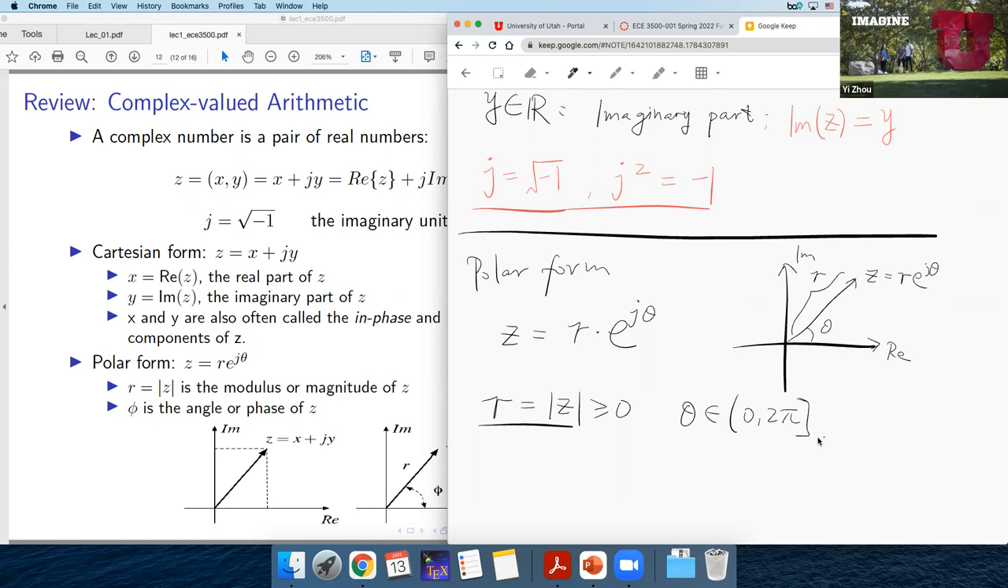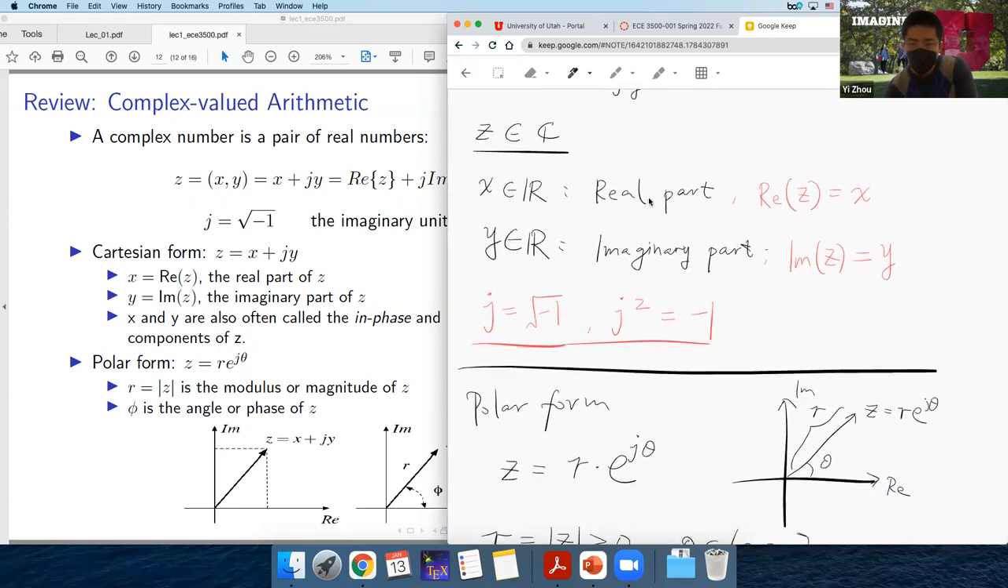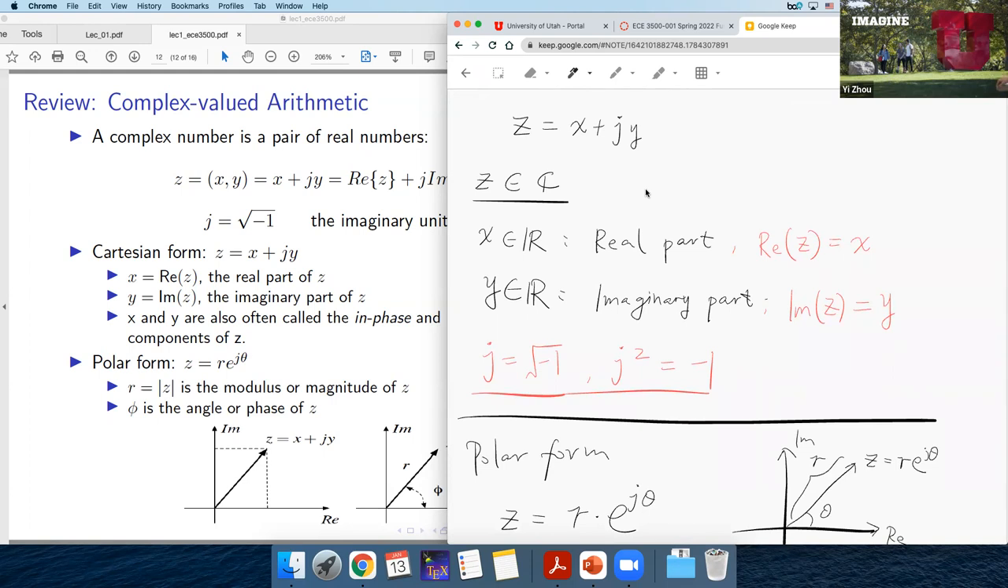Basically, if you have a fixed point in this complex plane, then we can calculate this distance and calculate this angle. Once you have these two, you can express this complex number in this polar form. Of course, one thing that is less clear: compare this to the Cartesian form, where everything is very well defined. x and y are two real numbers corresponding to the x and y coordinates. j is defined as the complex unit. So these three elements are clear to us.